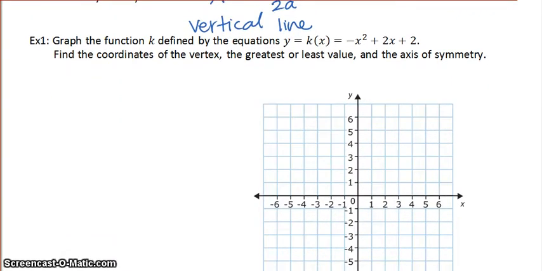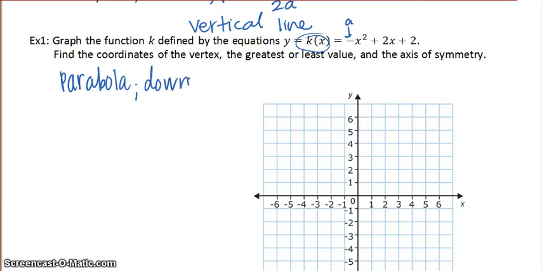So it says graph the function k defined by the equation y equals, or k of x. See, it's the same thing. They're the same thing, so you can look at one or the other. Negative x squared plus 2x plus 2. Well, a, if you look here, a is technically negative 1. We always know it's going to be a parabola because it's in that form ax squared plus bx plus c. It's a parabola, and it's going down, right?